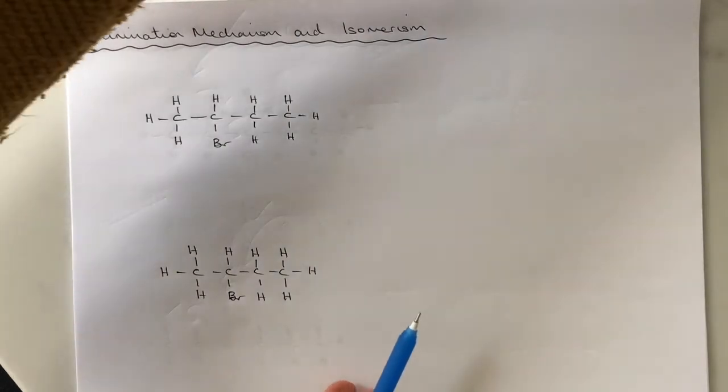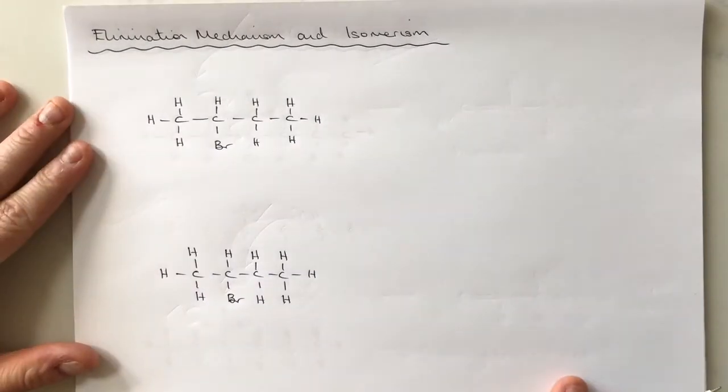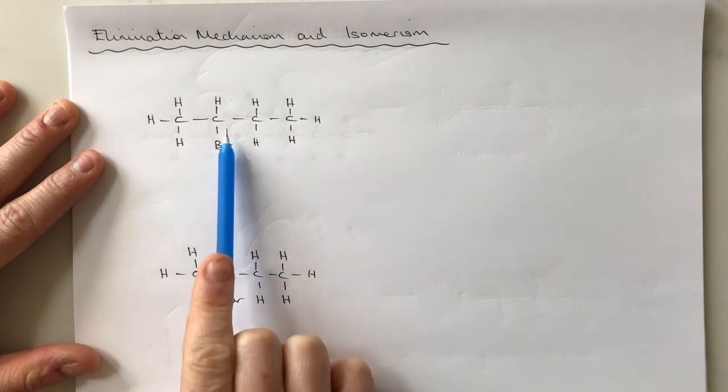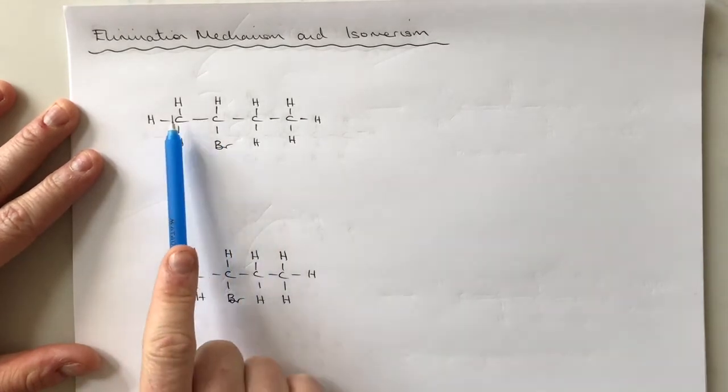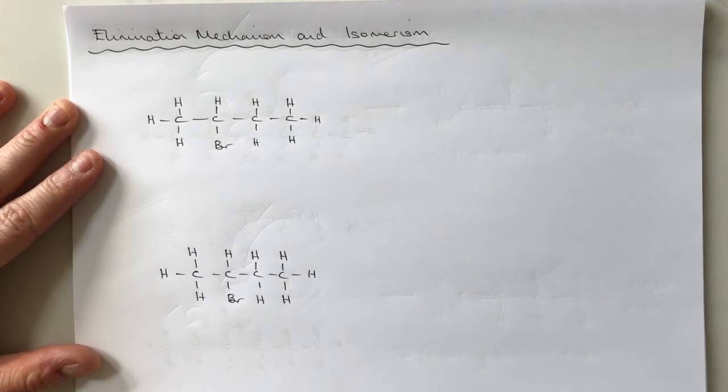Right, at this point I'm going to go through a couple of higher level questions on this mechanism which crop up. Okay, now I've drawn out this haloalkane twice. This is 2-bromo, so meth, eth, prop, bute, 2-bromobutane. If I was to carry out the elimination mechanism with 2-bromobutane, I've got 2 options.